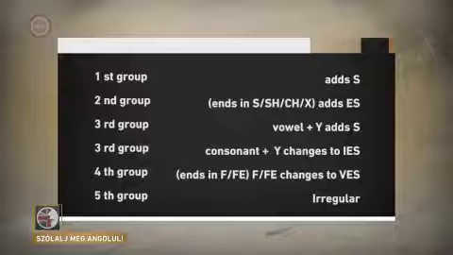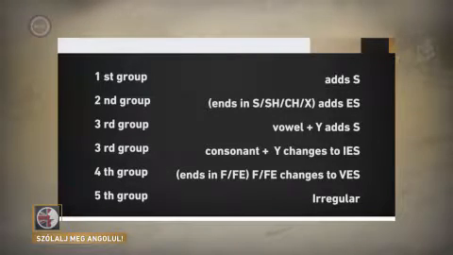Well, we know that with countable nouns we have singular and plural forms. We also know that when we change a noun from singular to plural, the spelling changes. We know that there are 5 groups of spelling when we change a noun from singular to plural. Okay, so we know the 5 spelling groups. Good. Now, what else do we know about uncountable nouns?